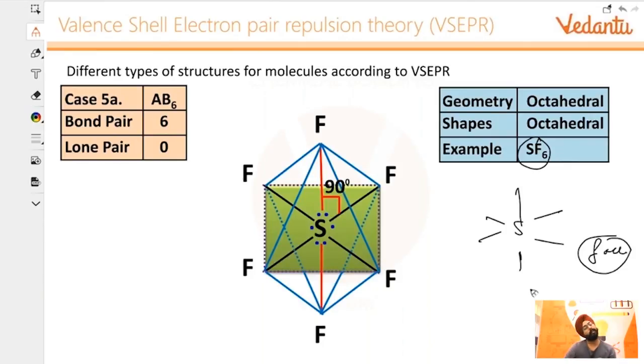Facade. Yeah. Okay, people. So this is an octahedral thingy.